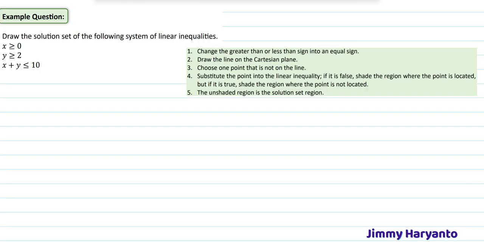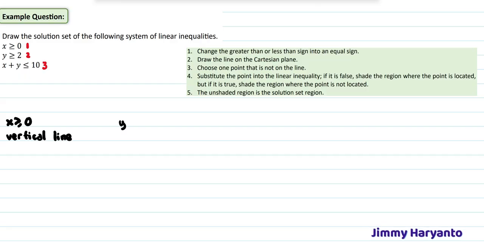Okay guys, let's take a look at example question 1. For example question 1, we have three inequalities. That means we have to draw the line three times. For the first one, it's x greater than or equal to 0. I will write it right here. This one is a vertical line. And then for y greater than or equal to 2, this one is a horizontal line.